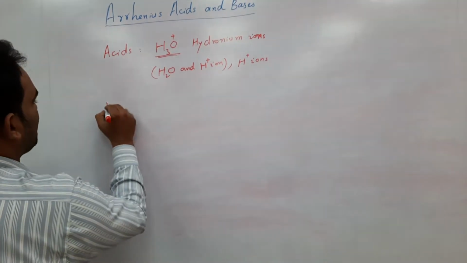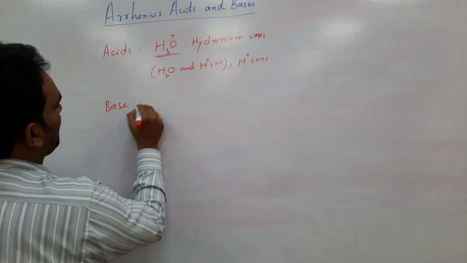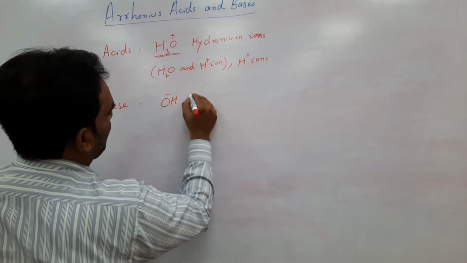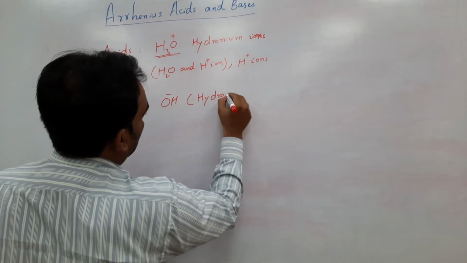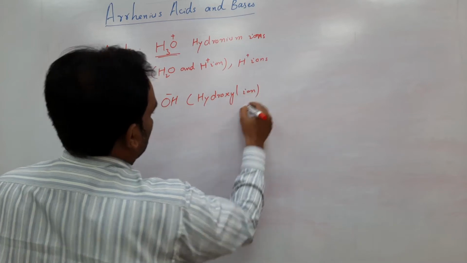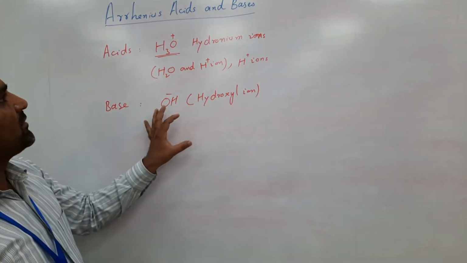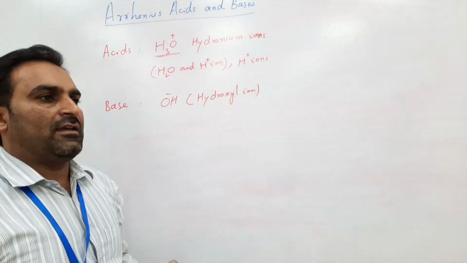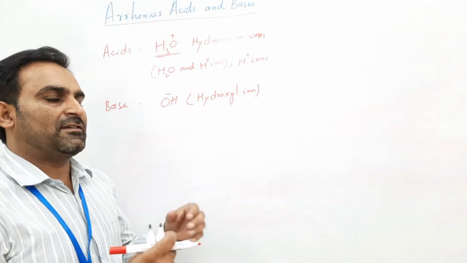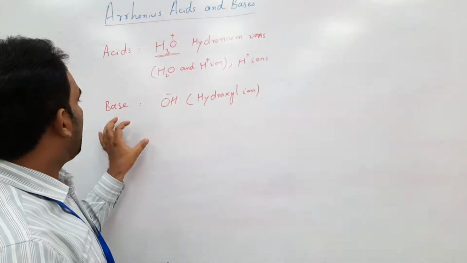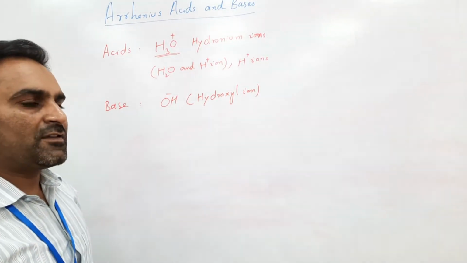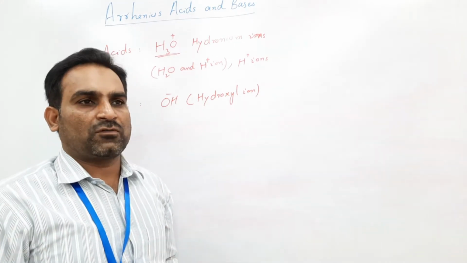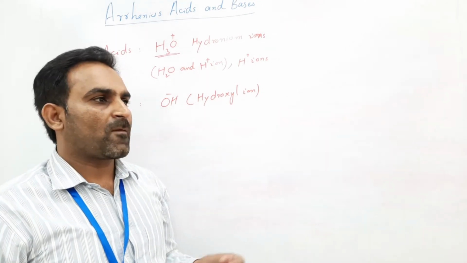And a base is that compound which will increase the concentration of hydroxyl ion in water. According to this concept, acids are those which produce hydrogen ion in a solution when they are dissolving in water, and bases are those compounds which will produce hydroxyl ion when these compounds dissolve in water.